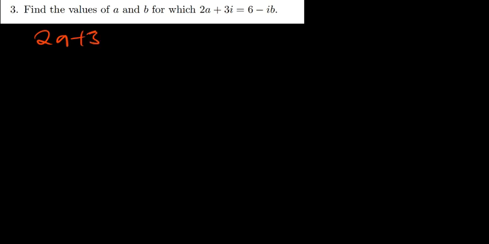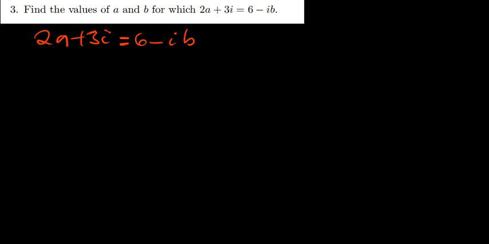Now we're on question 3, which is saying find the values of a and b for which 2a plus 3i is equal to 6 minus ib. Now in this case, this one is very simple, but there is a part where we have complicated equations. I think that should be question 4, sorry, not 3, because this is question 3. So I have 2a plus 3i is equal to 6 minus ib.